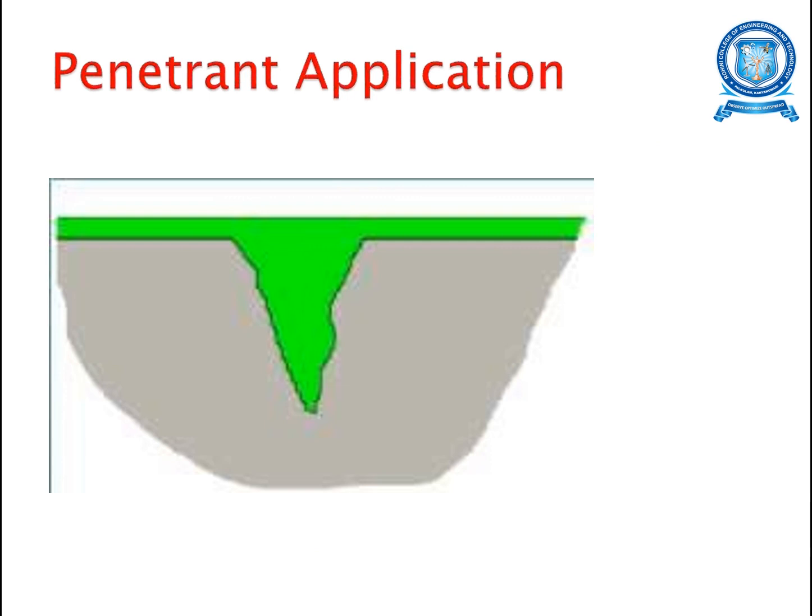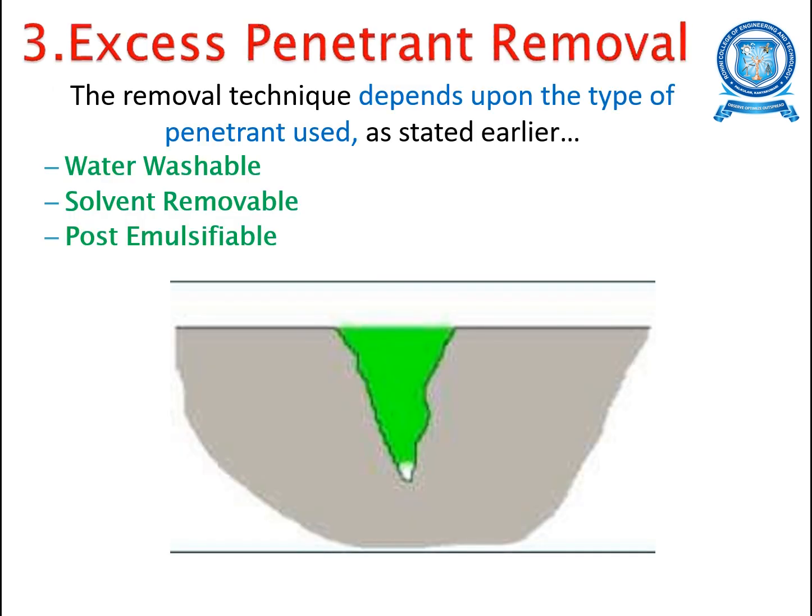And this is the diagram which shows the penetrant has entered into the defects from the surface of the test specimen. And the third step is removal of excess penetrant on the surface of the test specimen. So here you have different methods for removal of penetrant. The first is water washable, solvent removal, post emulsifiable.